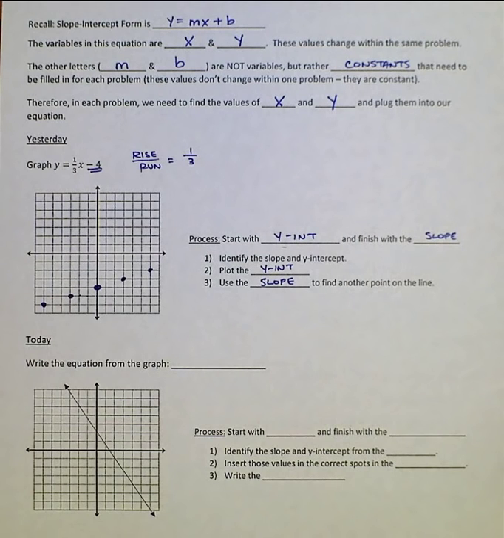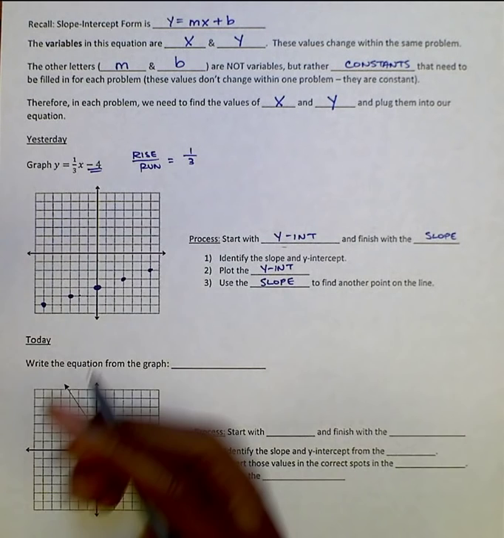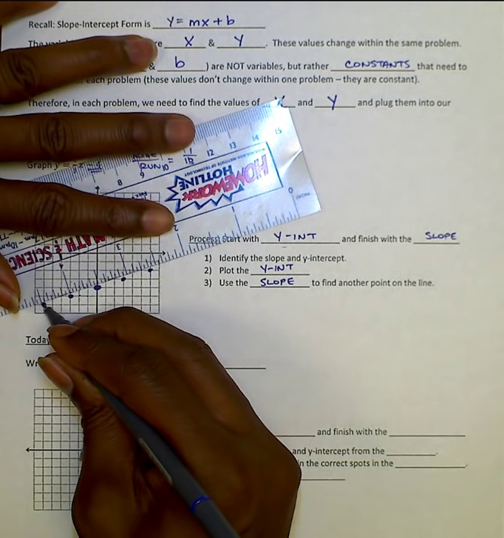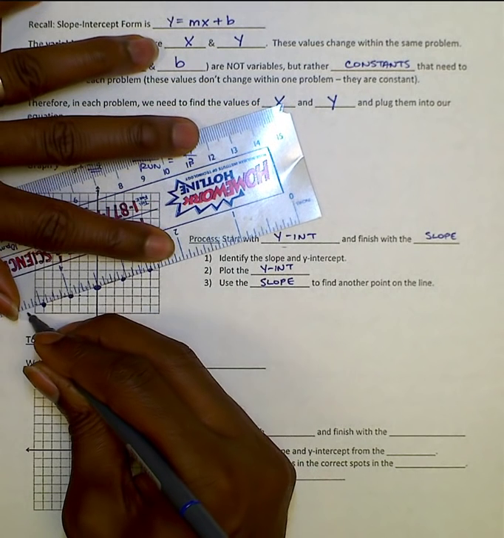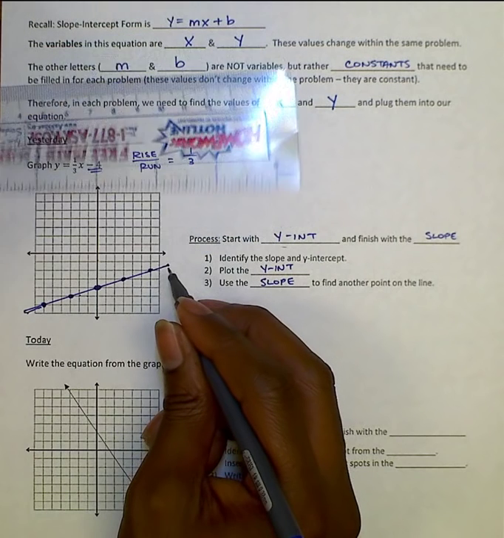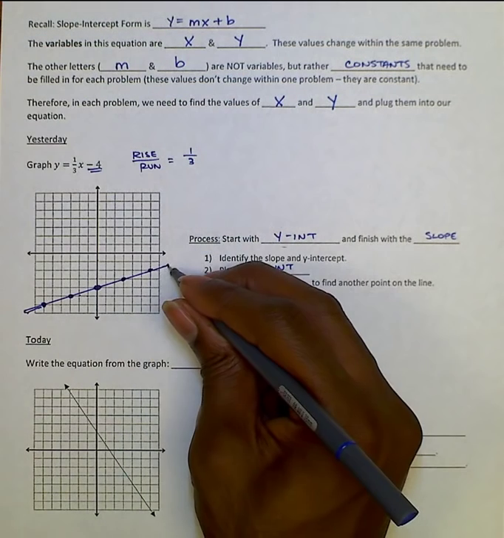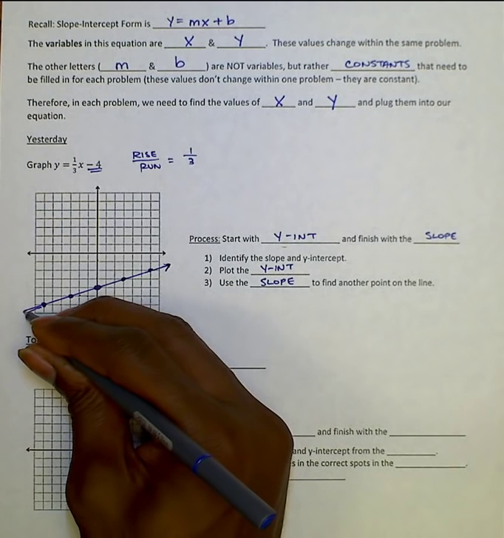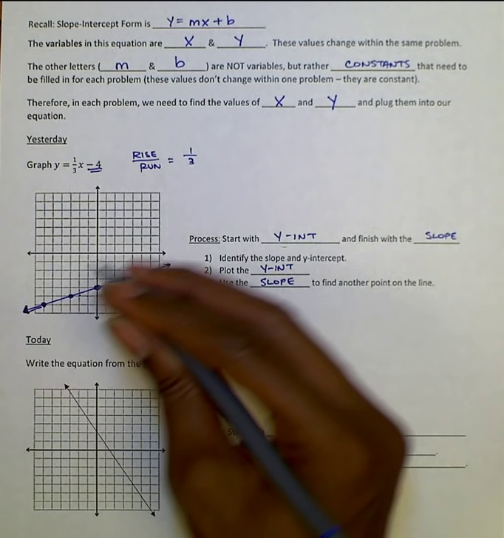Make sure you're careful with your count. If your line starts to curve, then you probably messed up somewhere. And so here's our line, the line for the equation y equals 1/3 x minus 4.